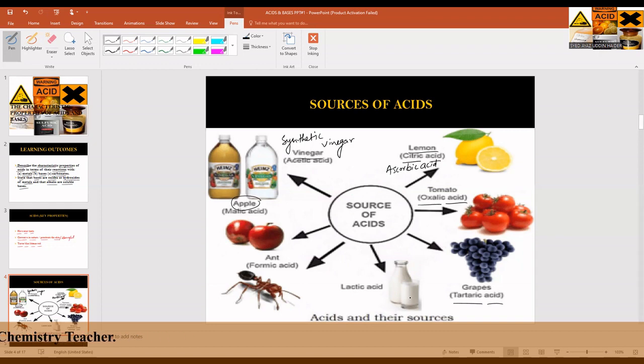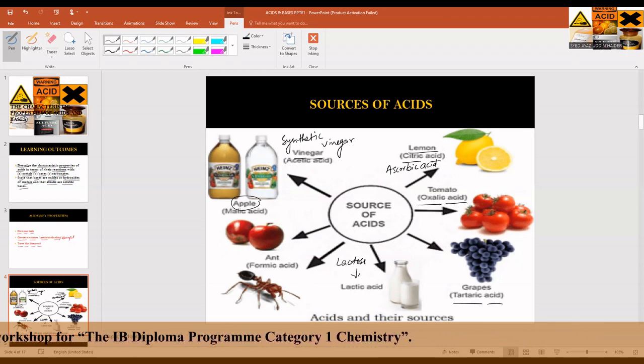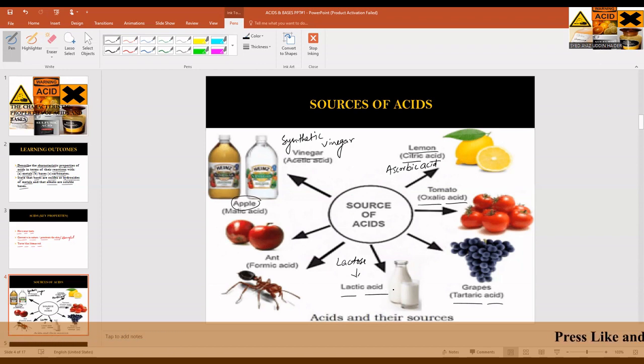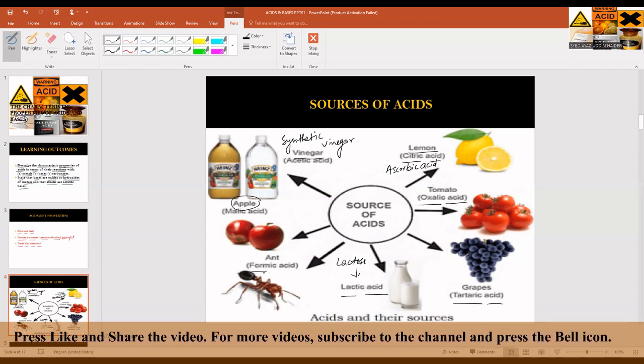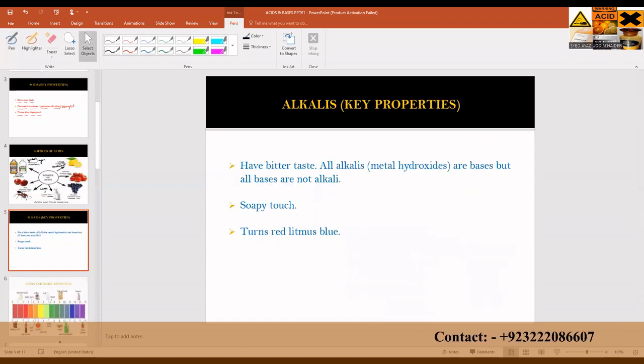When the milk turns sour, the milk sugar converts into lactic acid. Milk sugar is lactose, and it converts into acid, lactic acid. Ants contain acid, and it is formic acid. The name formic comes from Latin word formica, which means ants.